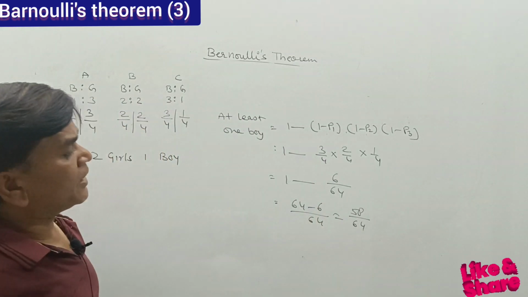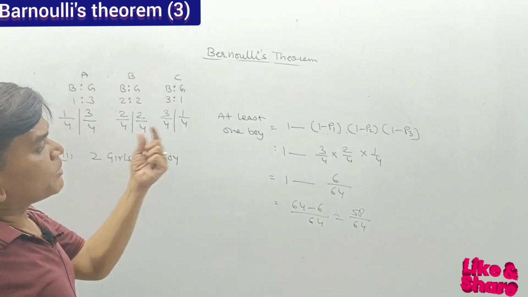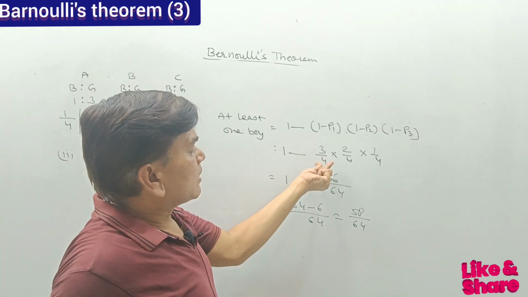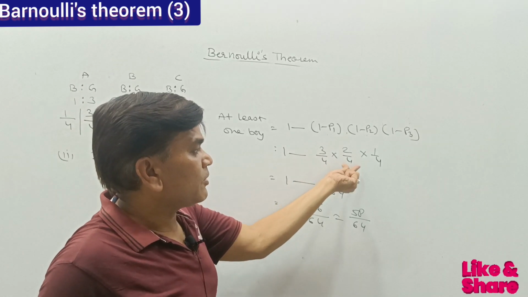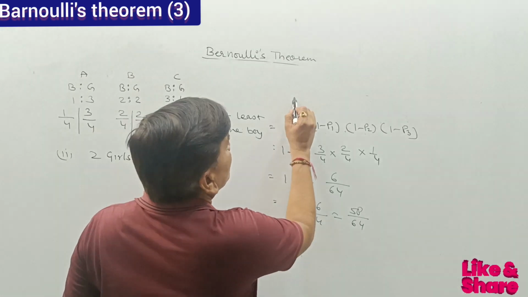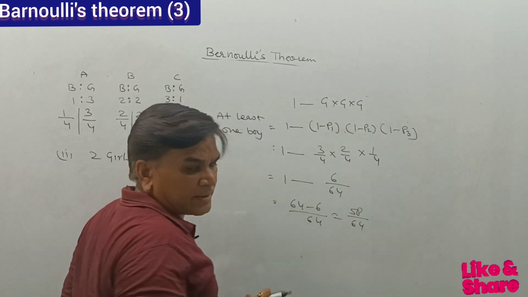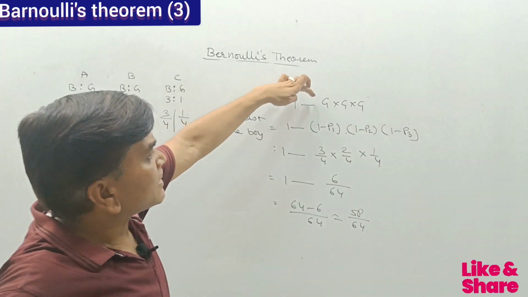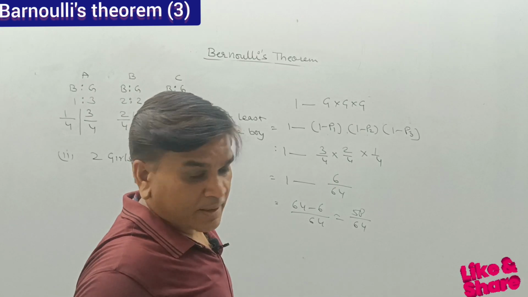The probability of at least 1 boy is 58 upon 64, because the probability of girls from first means no boy. Probability of girls from second, probability of girls from third. We are having 1 minus girls, girls, girls. From first group girls, from second group also girls, and third group also girls.